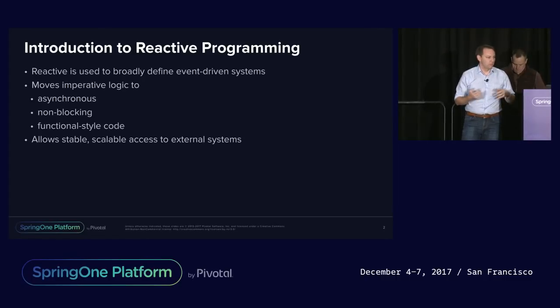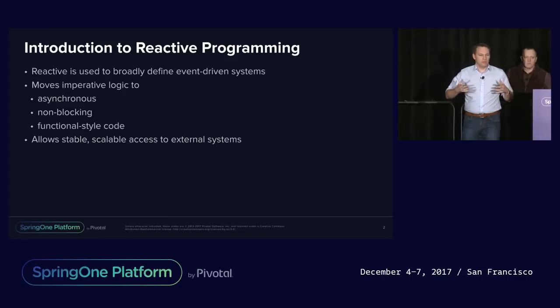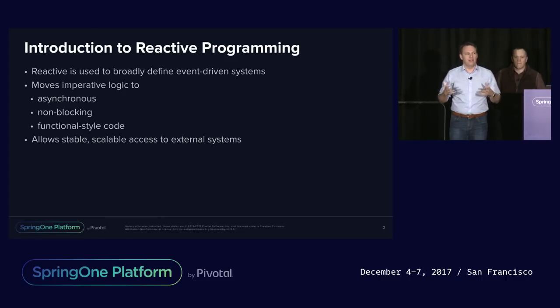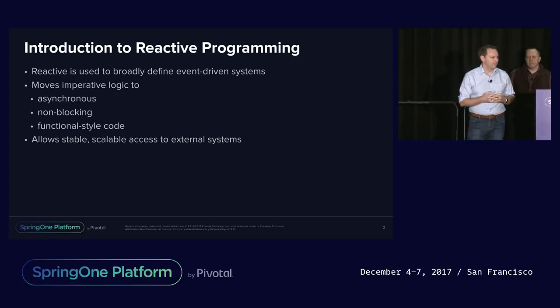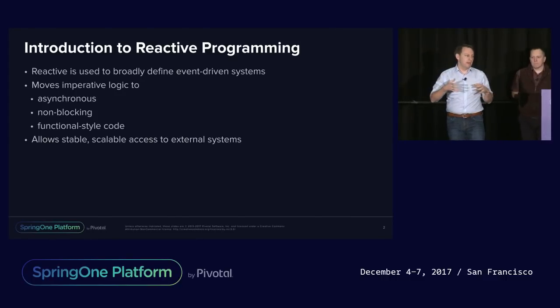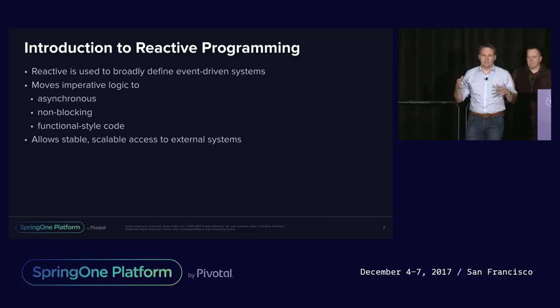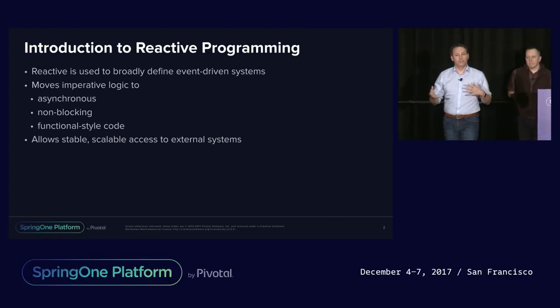So when we talk about reactive, broadly what we're describing is we want a way to define event-driven systems in a better way than we have to date with imperative-style programming. We want to take imperative, which is what we all know as Java developers, and we want to move that imperative logic in such a way that it becomes asynchronous and non-blocking and using a functional style.